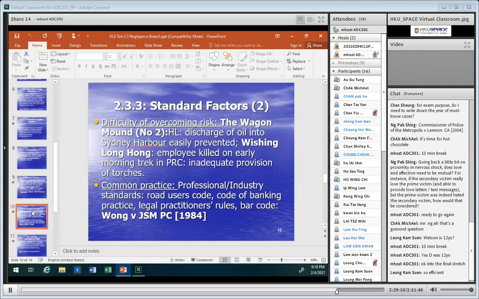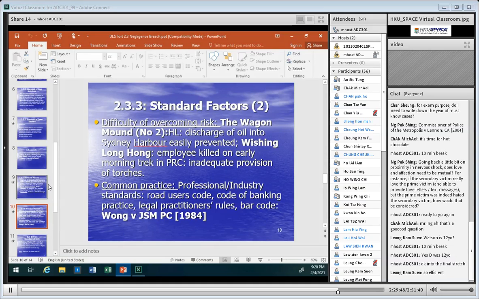Other factors, well, the difficulty of overcoming the risk in general. Of course, we look at Wong Lung Hong again, in that the employee was killed on the early morning trek in the PRC. Obviously, it was not very difficult to overcome the risk there, just by a few more torches. The Wagon Mound is often thrown up as a case here. The difficulty of discharging of oil, it could have been easily prevented. So it depends on the facts. Removal of oil was easy, it was not costly. And that was a factor the court took into account.